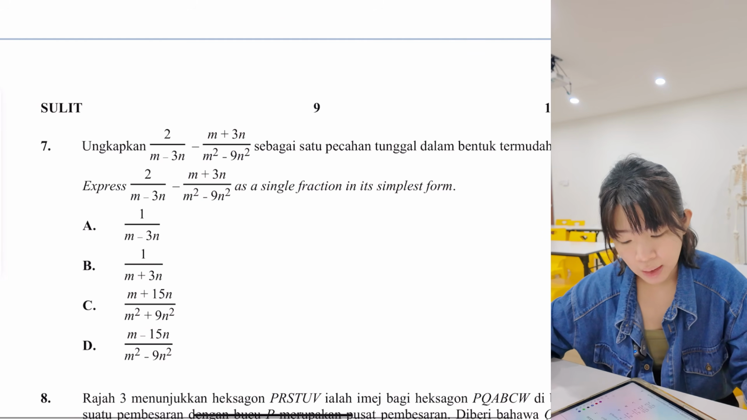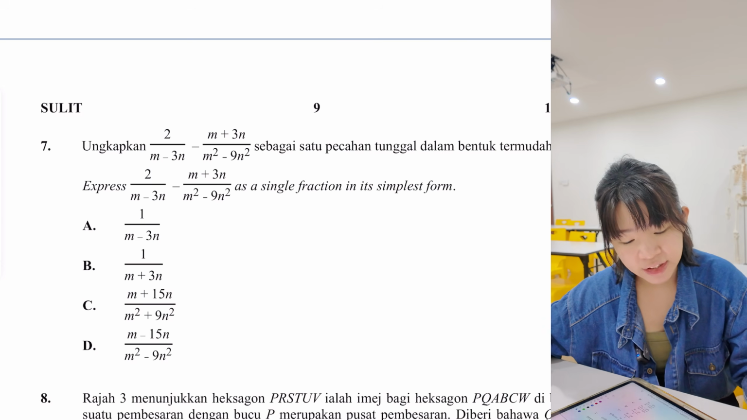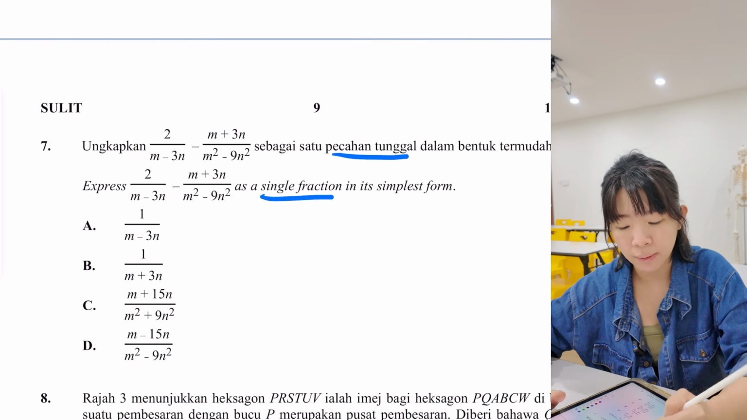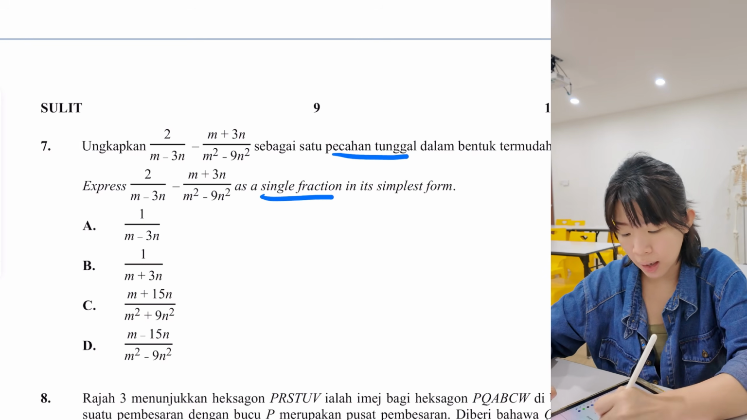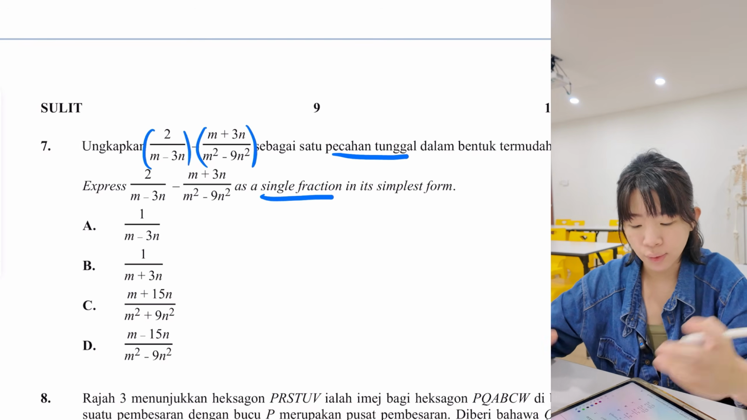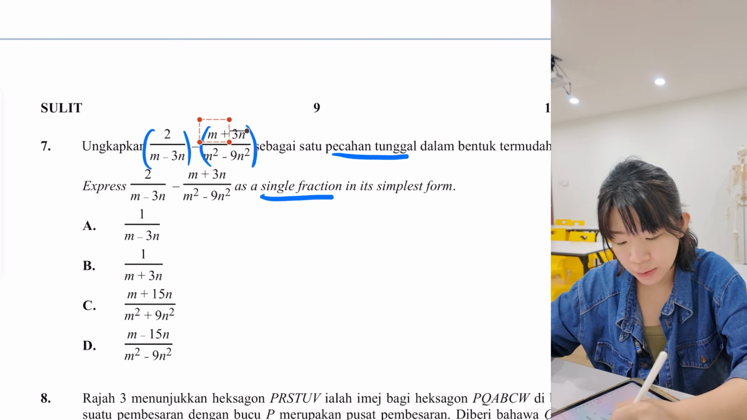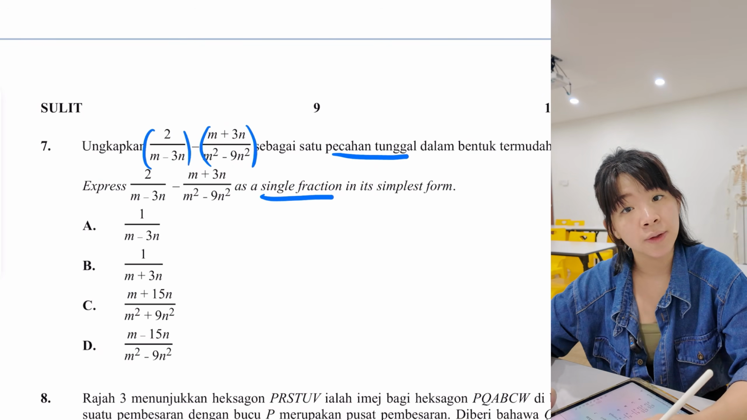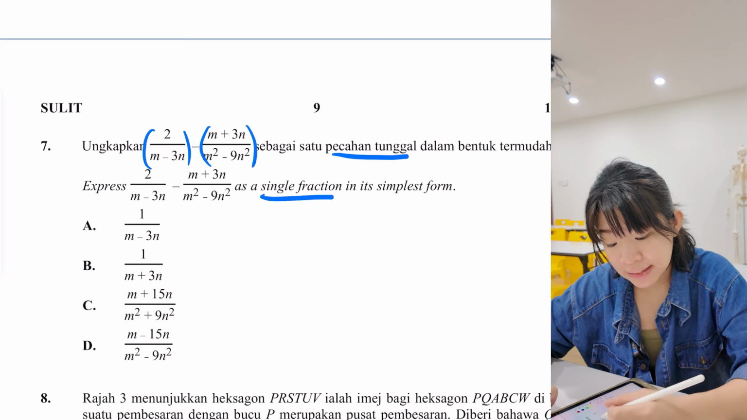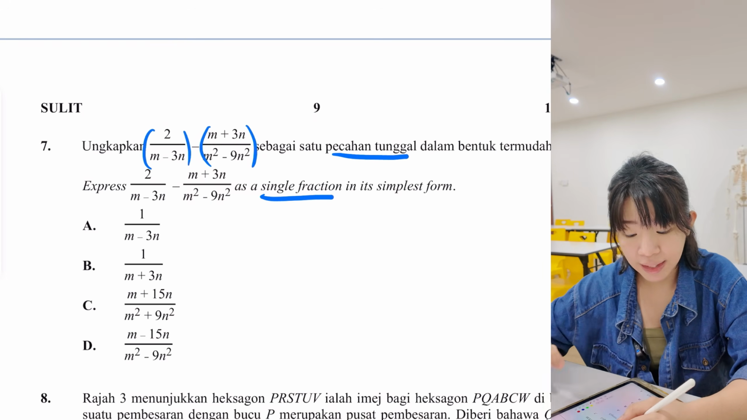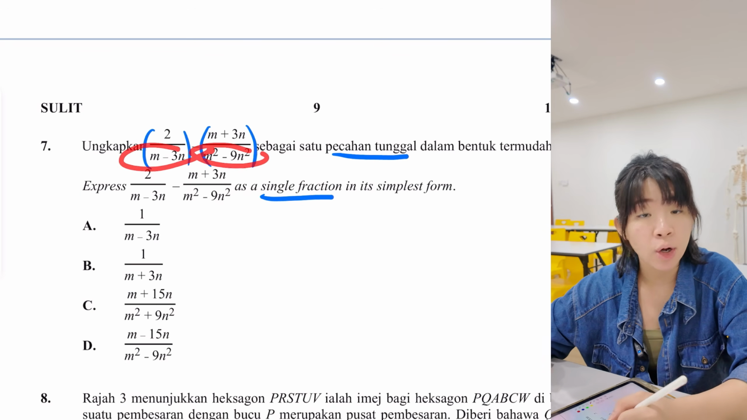Number 7. Okay, we have to make it as a single fraction in the simplest form. Single fraction, pecahan tunggal, meaning we need to combine these two together. Now you see two fractions, so we need to combine. So if we want to combine, when it comes to minus, what is the first thing we have to consider? If it's minus, both of their denominators must be the same. So now we have to think how to make them the same denominator.